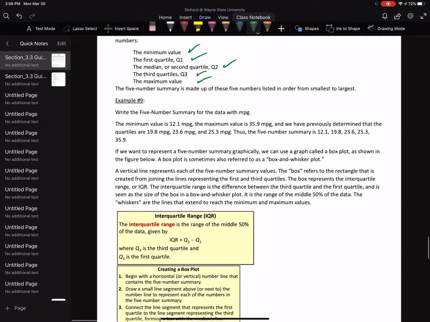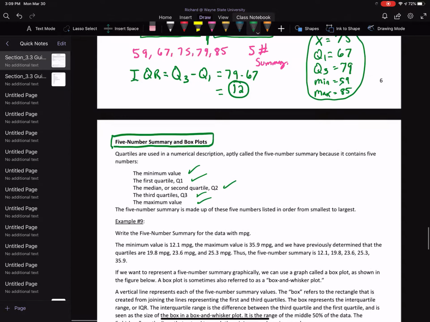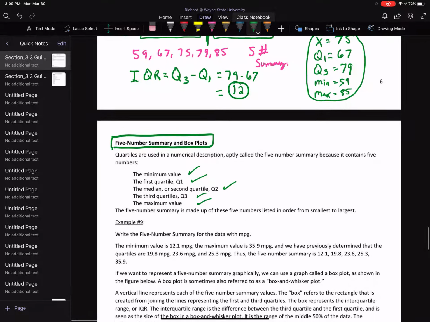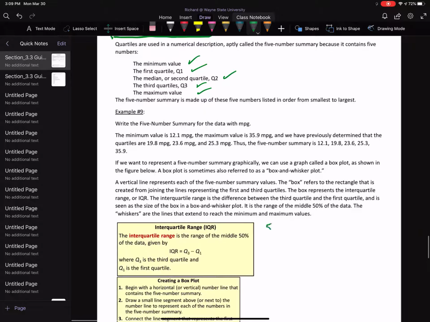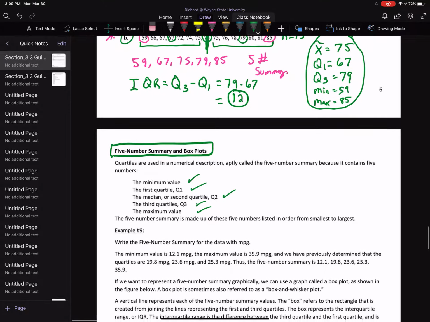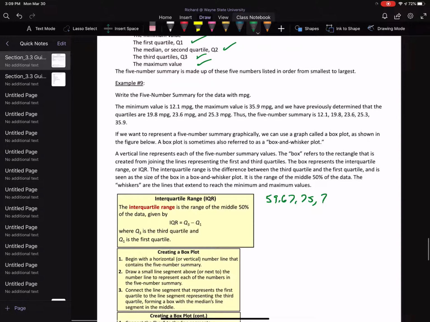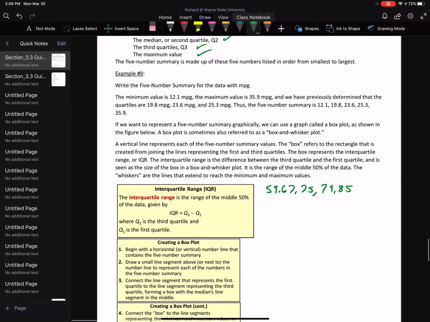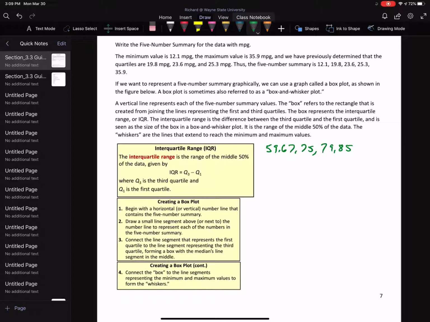So let me rewrite the 5-number summary that we just found: 59, 67, 75, 79, and 85. Now there are two ways to draw the box plot. You could have it vertically or you could have it horizontally. For this case I'm going to show you what it looks like horizontally, because there's another question that we're going to look at in a minute that has them vertically, so you'll be able to see both of them.